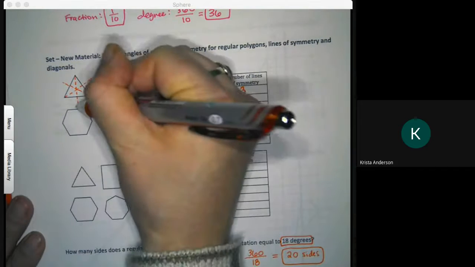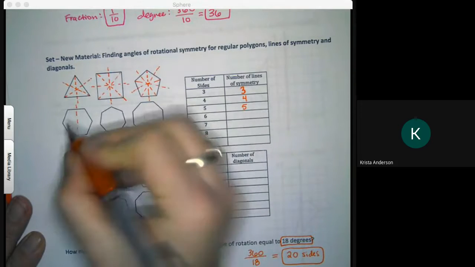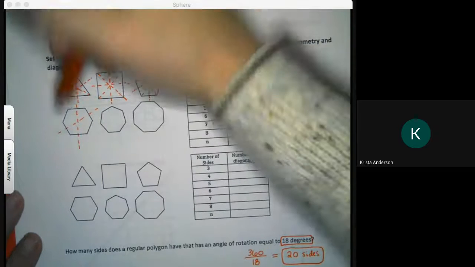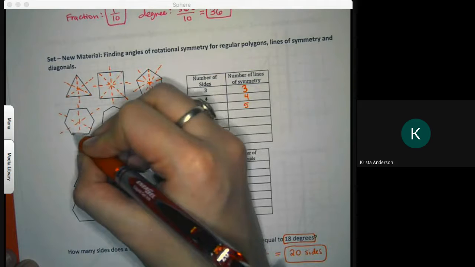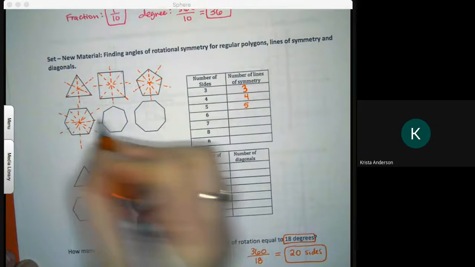Six-sided, I could cut it in half. I could cut it in half. Cut it in half. That's only 3 so far. I could also cut it in half by going from the diagonals. 4, 5, 6.